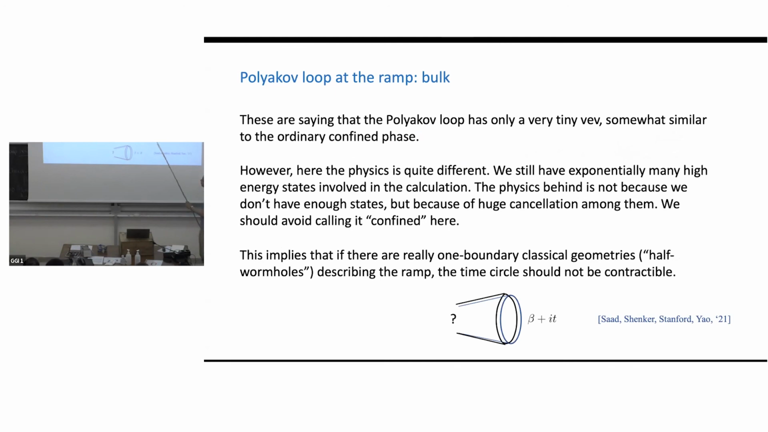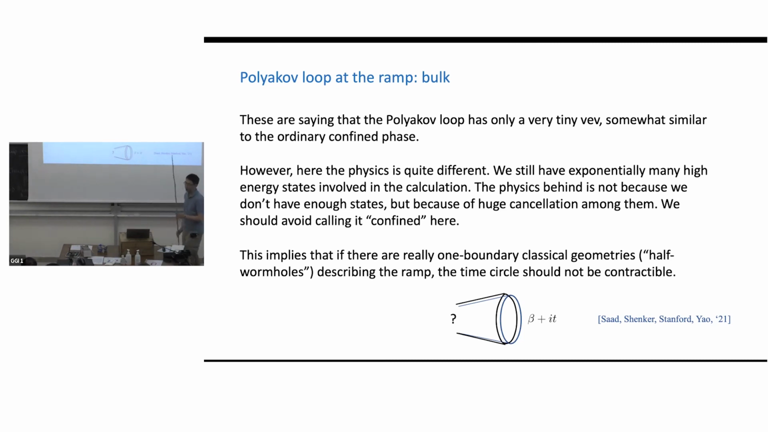Okay? So as a conclusion here, these are saying that the Polyakov loop has only a very, very tiny wave, somewhat similar to the ordinary confined phase. However, here the physics is of course quite different from the usual confinement. We still have exponentially many high-energy states involved in the calculation. The physics behind is not because we don't have enough states, but because of huge cancellation among the high-energy states. And we should really avoid calling this phase a confined phase here.